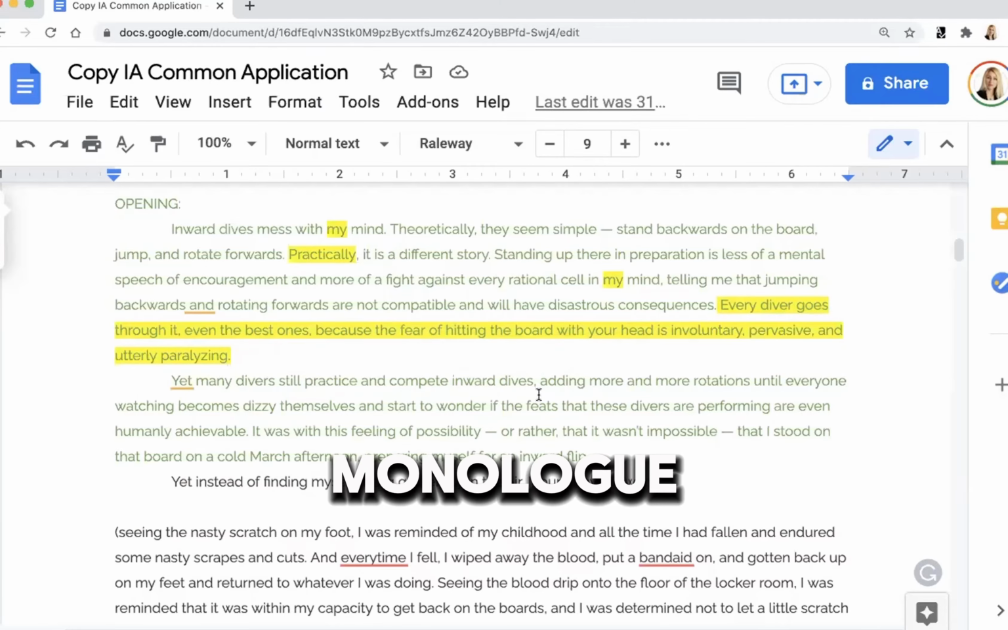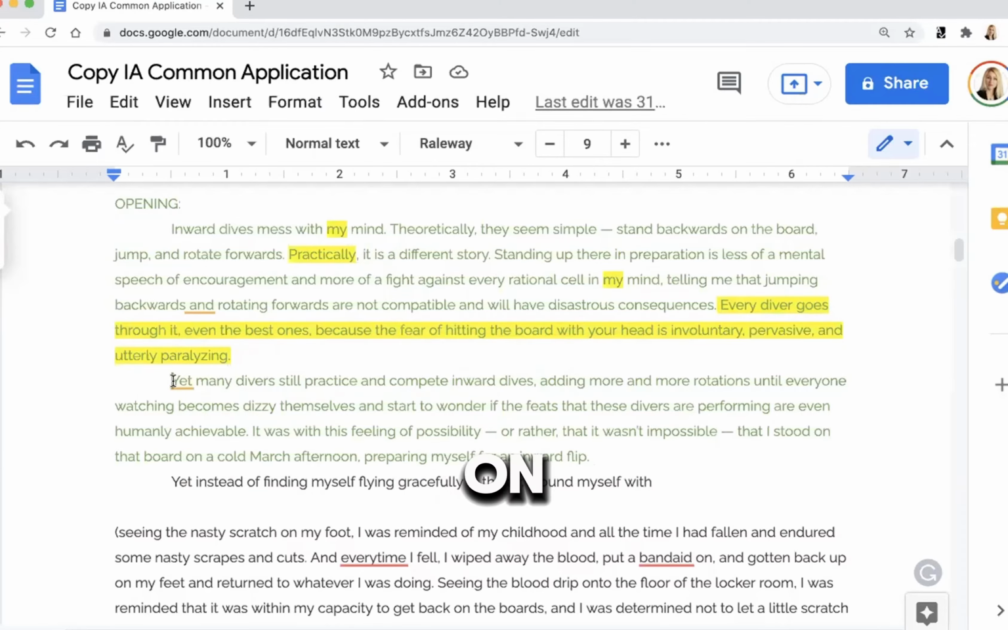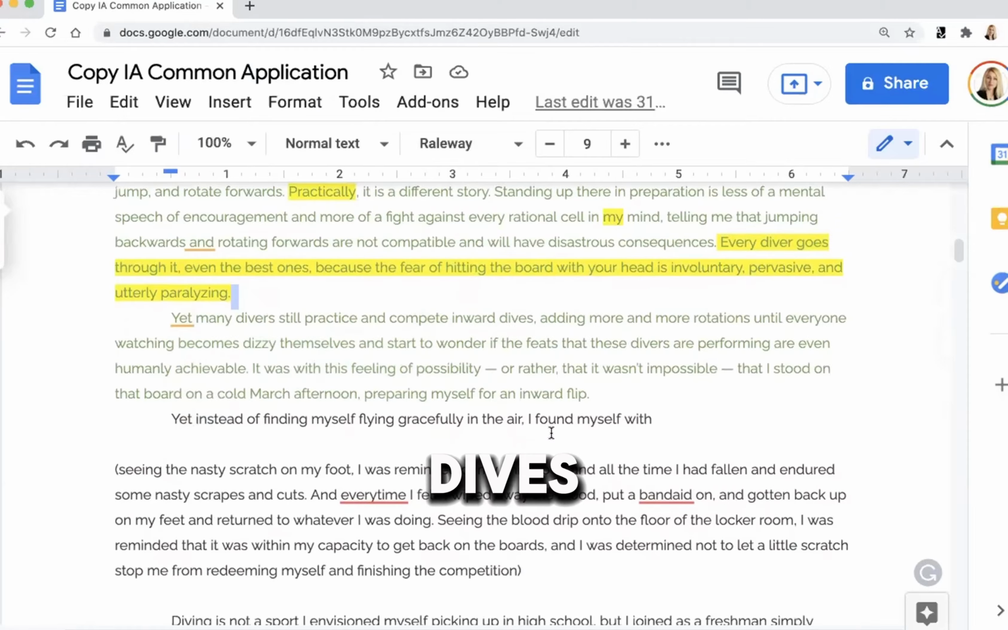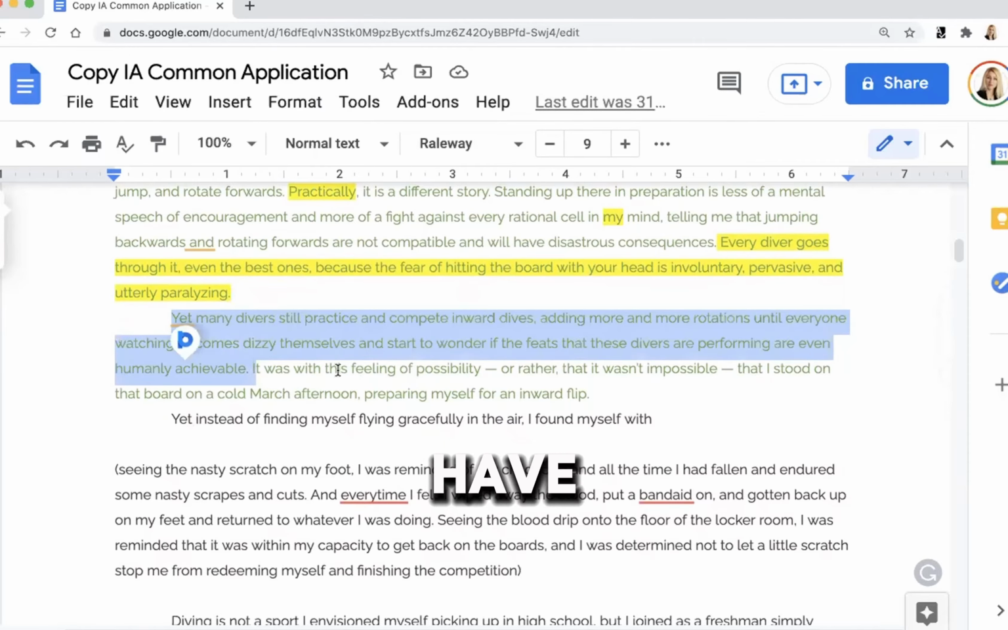Yet many divers still practice and compete inward dives, adding more and more rotation until everyone watching becomes dizzy themselves and starts to wonder if the feats that these divers are performing are even humanly achievable.